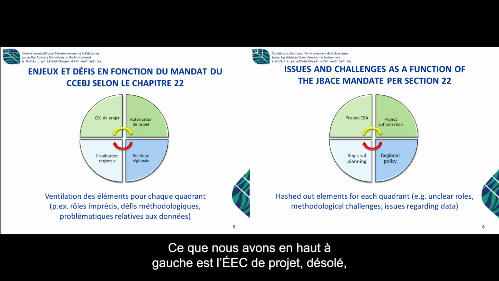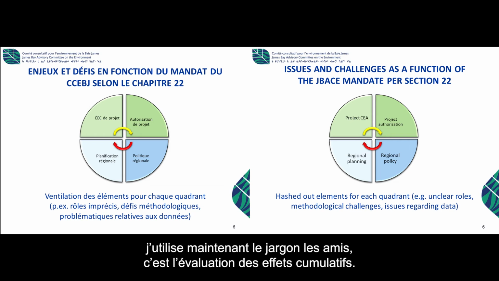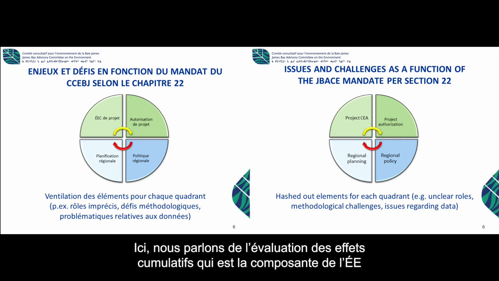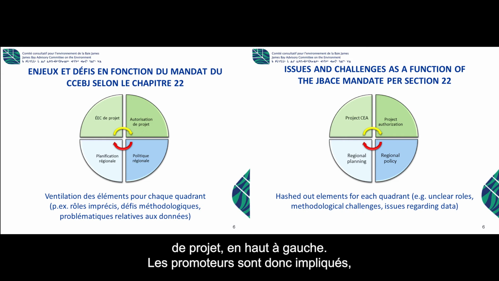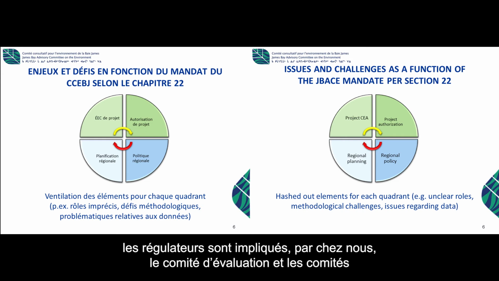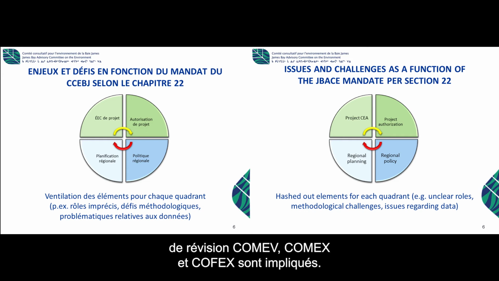So we have on the left, upper left, the project CEA. Sorry, I'm into the jargon now, guys. That's cumulative effect assessment. And here what we mean is the cumulative effect assessment that's the component of a project EA in the upper left. So proponents are involved, regulators are involved. In our neck of the woods, the evaluating committee and the review committees, COMEV, COMEX, and COFEX are involved.